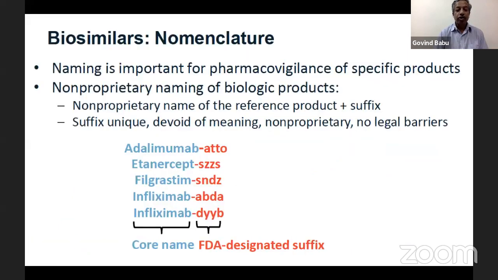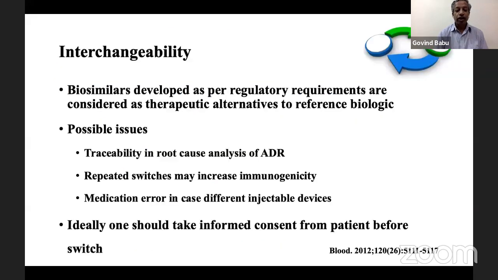And a word about the nomenclature. Naming is important for the pharmacovigilance of these products, so what it contains is a non-proprietary name of the biologic product. That is the initial part, following which a suffix can be anything with no meaning at all. Interchangeability is a thing that needs to be looked into, but we do believe that interchangeability should not be there because of certain changes in the process itself, which can produce increased adverse drug reactions or increased immunogenicity. So today, interchangeability is an issue with the biosimilars getting interchanged.